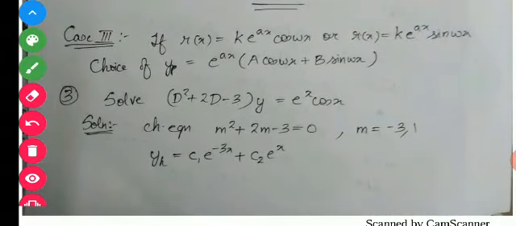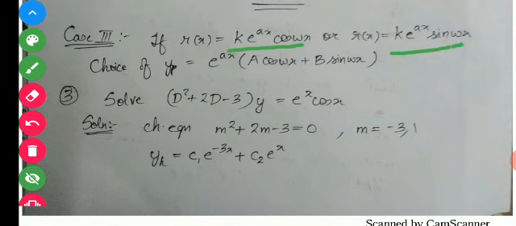The next case is, suppose your right hand side is a combination of exponential function and cos. That is, if it is k e raised to ax into cos omega x, or suppose if it is k e raised to ax into sin omega x.